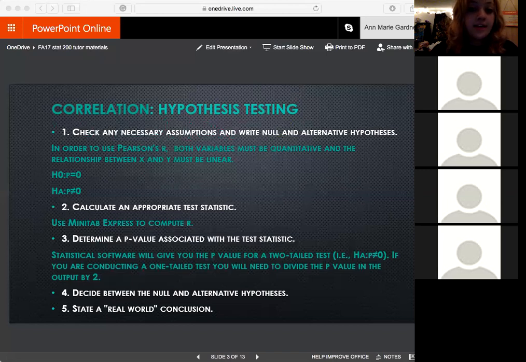Okay, so then your null and alternative there, as you can see, and remember this P is specific to correlation. This isn't a proportion P, that's different.